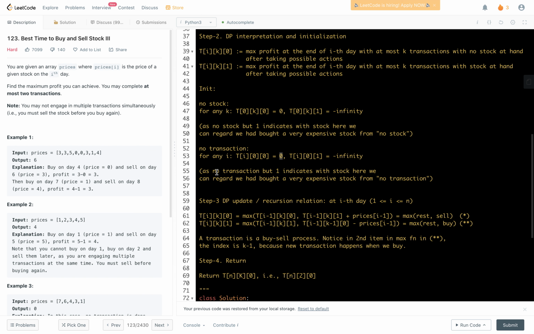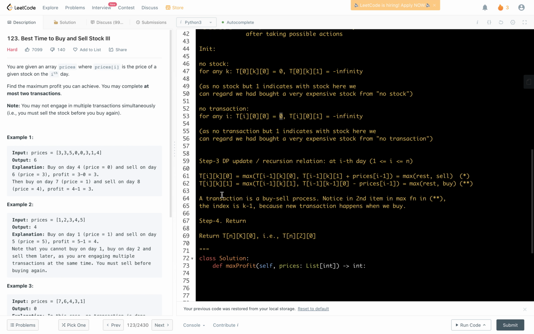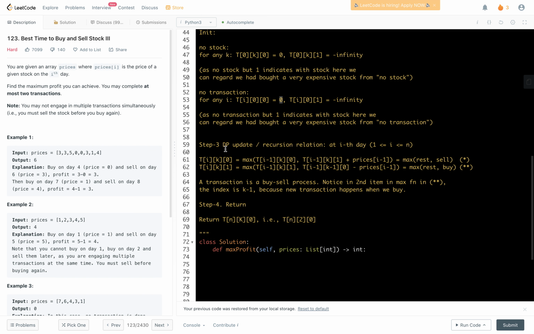We can interpret this as the following. As no transaction happens, but 1 indicates we have stock at hand, we could regard that we had bought a very expensive stock from nothing. Here nothing means no transaction. So with the DP interpretation and initialization, we can iterate to update the DP table. That's step 3, DP update or recursion relation.